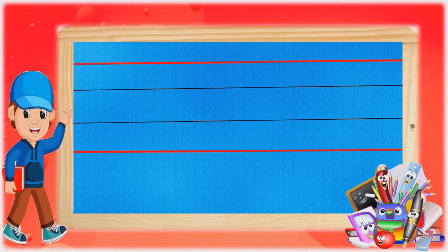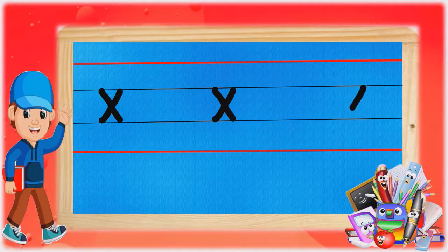Now we will write small x. A slanting line with another slanting line makes x. Again we write slanting line with another slanting line makes x, small x.